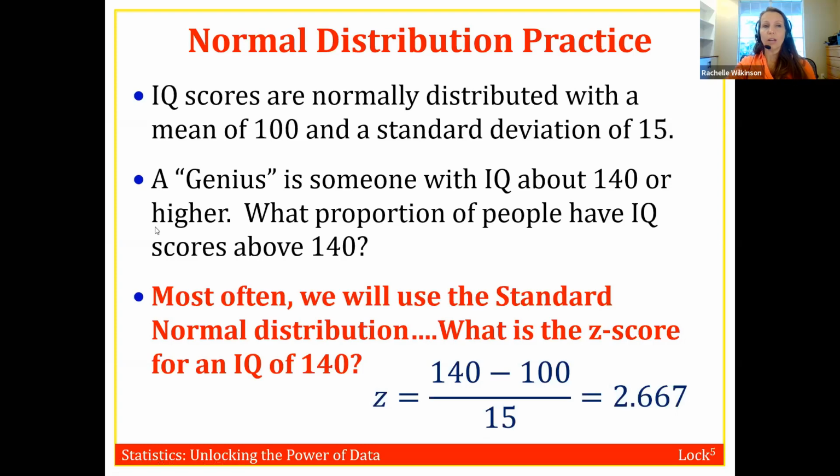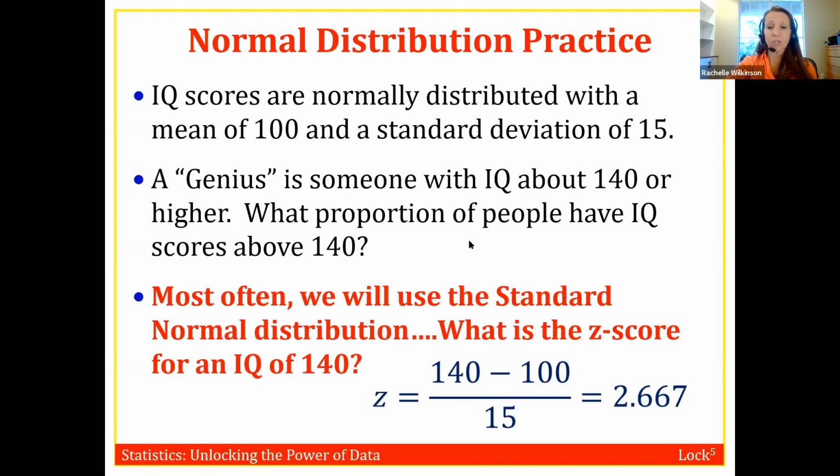And what was our cutoff for an unusual observation back when we started talking about z-scores? Anybody remember? Yeah, we said that it had to be above 2 or below -2, right? So a z-score of 2.667 is definitely unusual. So it's unusual to be a genius, which makes sense.